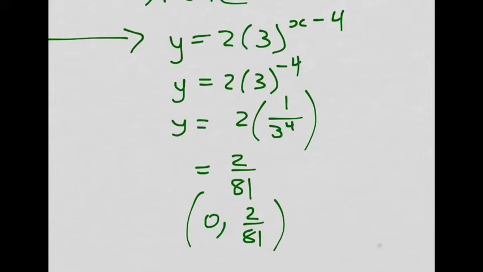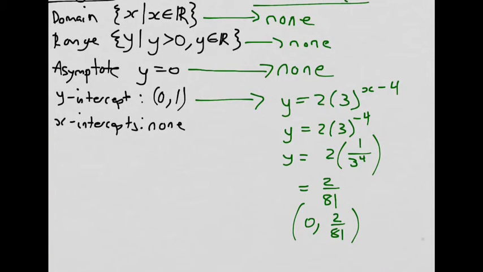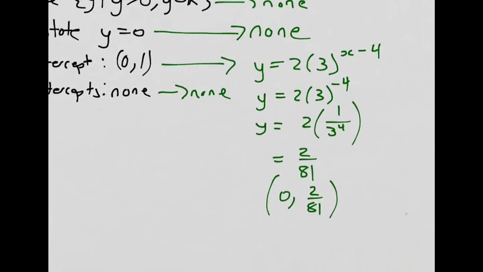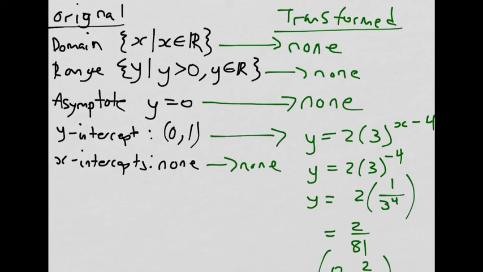Good? And any x-intercepts that came up now? No. Okay, those don't change. What effect did the transformation have on the domain? Nothing. It's still the same. The range, nothing. It's still the same. Okay?